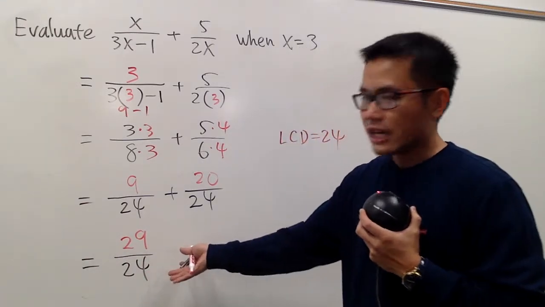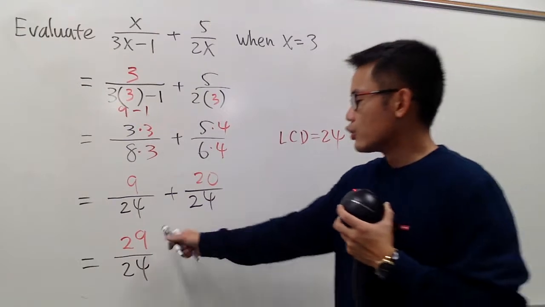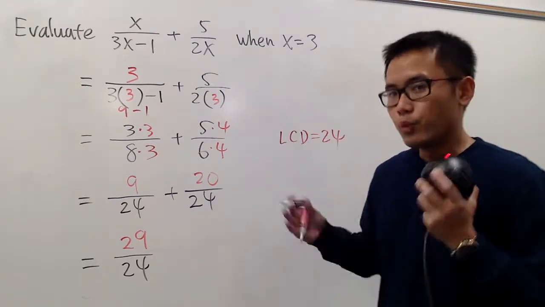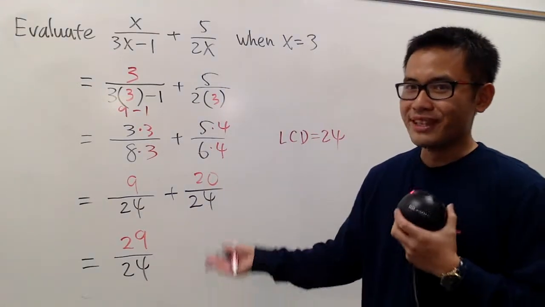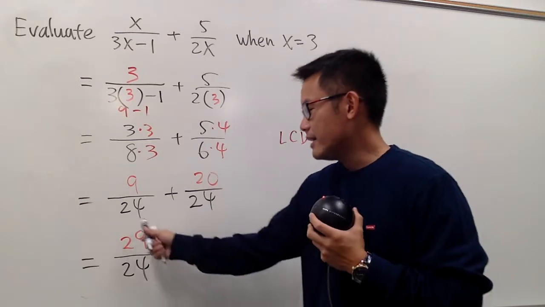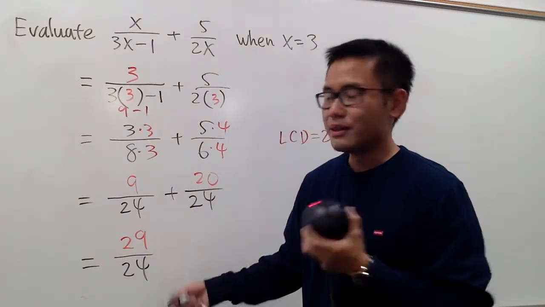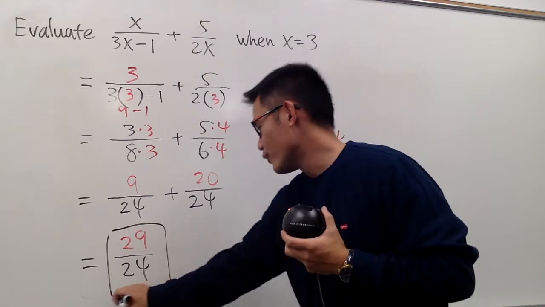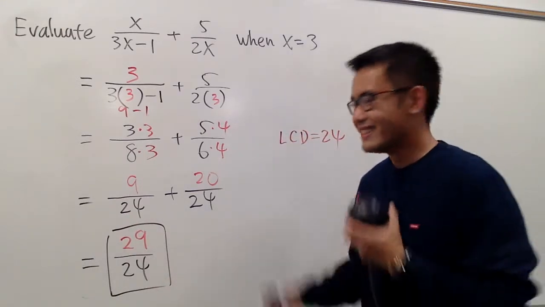And you should always ask yourself, can you reduce this fraction? 29 over 24. Well, we cannot, but that's good because we don't have to do anything anymore. And even though this is an improper fraction, it's okay. 29 over 24, it's also a legitimate answer. That's it.